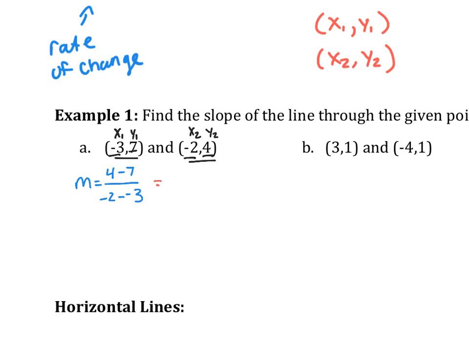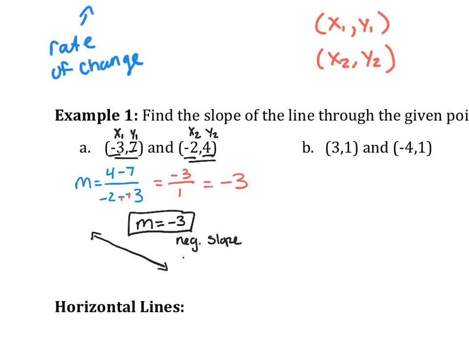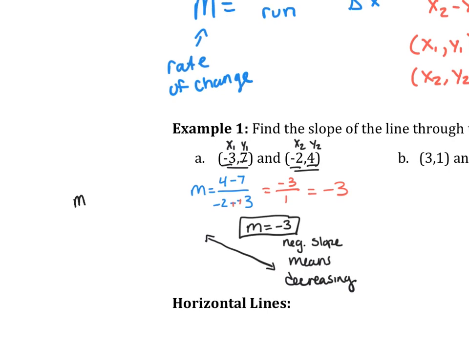So we do this subtraction, and we have negative 3 over, and negative 2 plus 3 is 1, which gives us a slope of negative 3. And so when we have a negative slope, that means our line is decreasing. So negative slope means decreasing. And so the opposite is also true. If we have a positive slope, that means our line would be increasing. So if m is positive, then we have increasing.